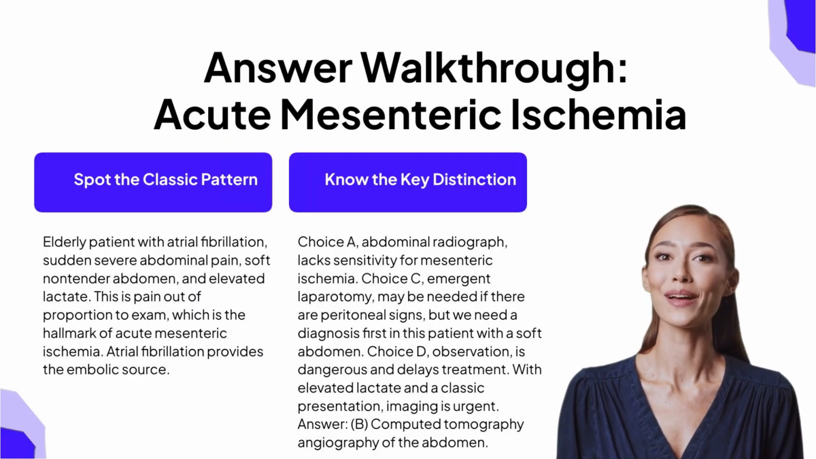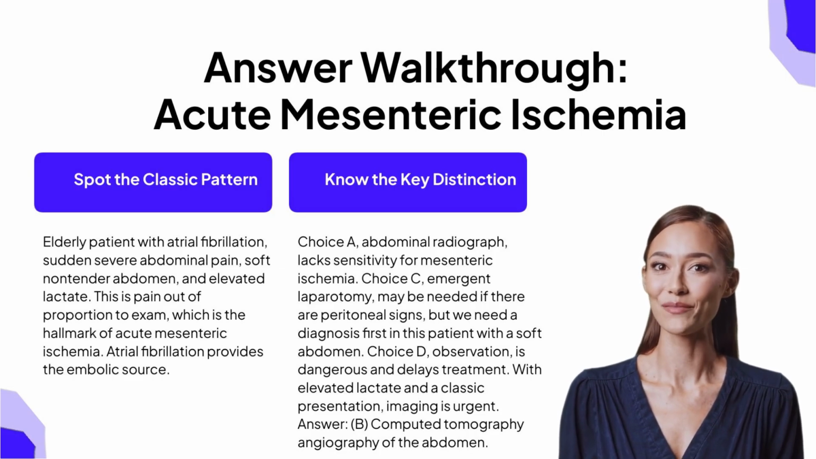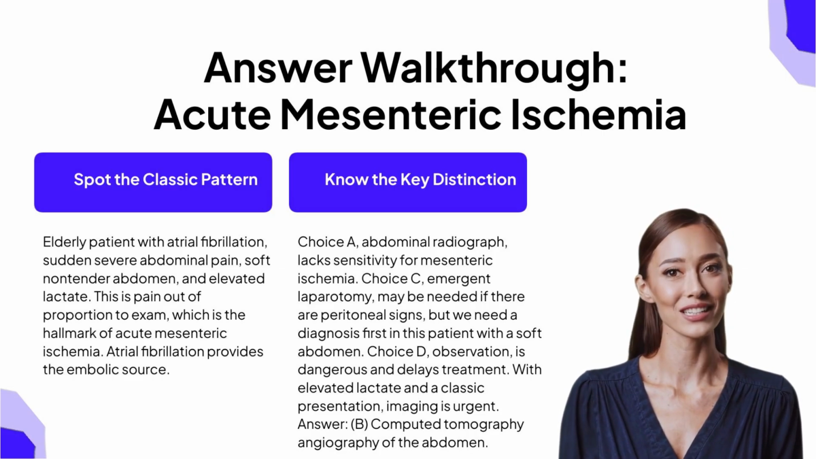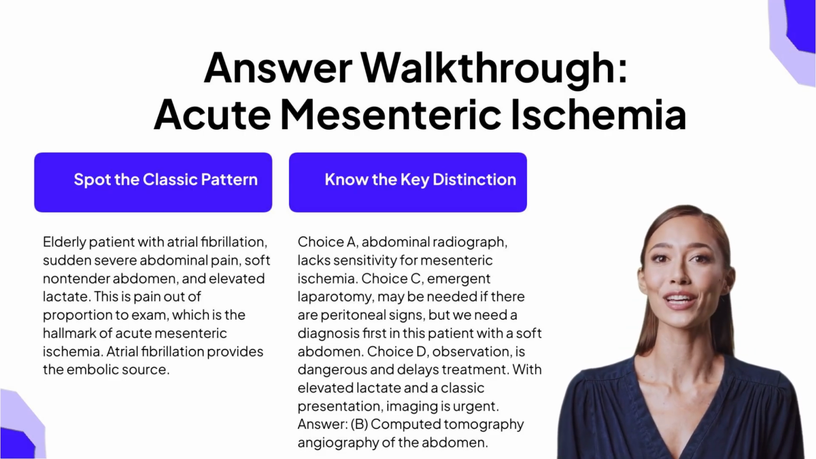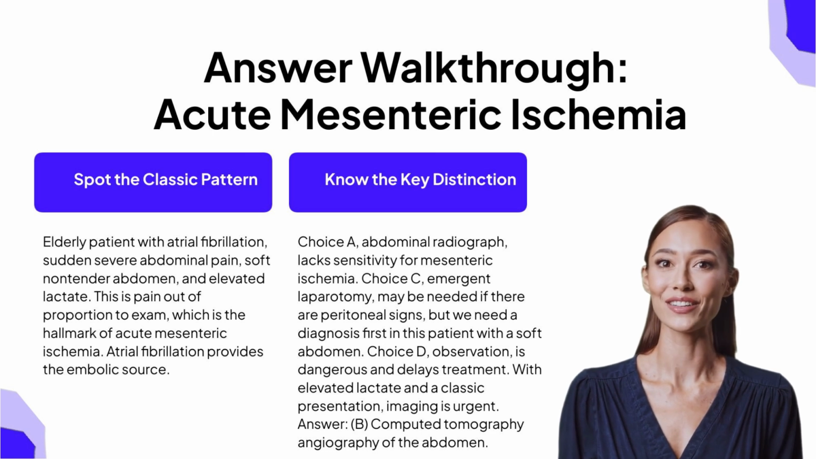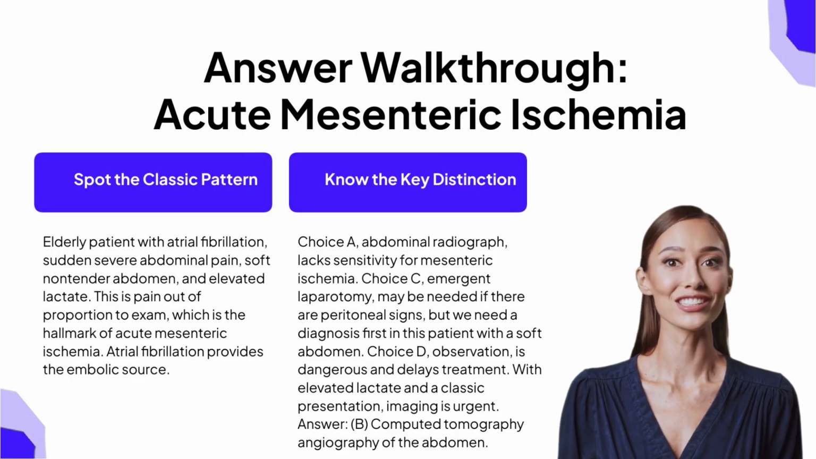First, spot the classic pattern. Elderly patient with atrial fibrillation, sudden onset abdominal pain, and the critical finding of pain out of proportion to the physical exam. The abdomen is soft and non-tender even though she is in severe pain. This mismatch is the number one buzzword for acute mesenteric ischemia.